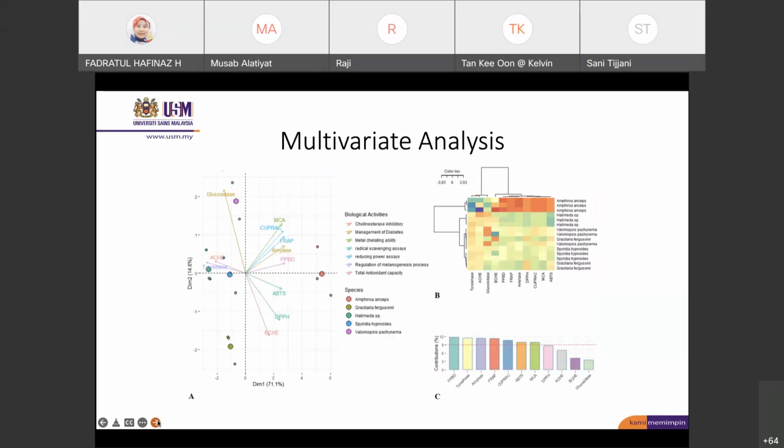Okay, so multivariate analysis is more complex. It is a statistical analysis technique, and it is used when there are more than two variables in the data set.